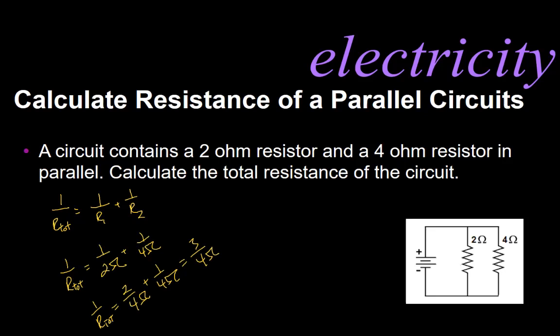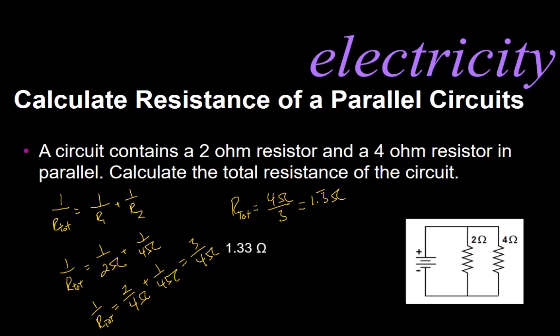Now, notice that R total is on the bottom. So what we need to do is invert this whole thing. So then R total is equal to 4 ohms divided by 3, or 4/3 ohms. R total is equal to 1.3 repeating ohms. Okay, and what did we get last night? Let's take a look. Hey, look at that. So this is how you calculate it.